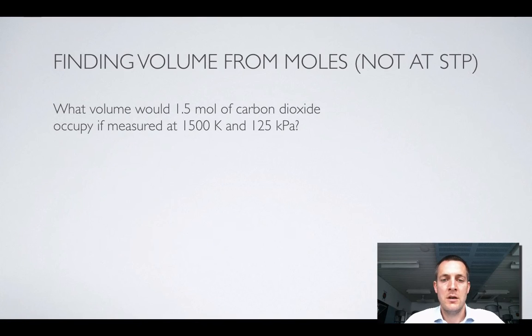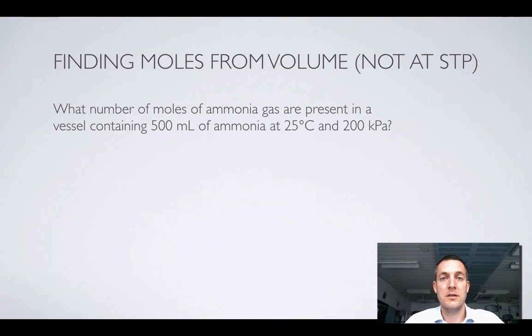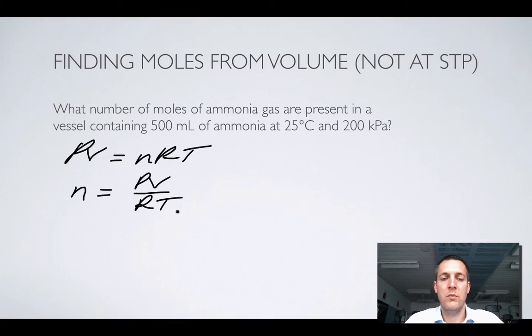Okay? So, here's another example of a question that is not at STP. It's the reverse of the last one, so this time we're finding a number of moles. Remember, if PV equals nRT, then that means that the number of moles must be PV on RT. Okay, and what values can we plug in this time? Well, we've got 500 millilitres, so that is half a litre, 0.5 of a litre. We've got a temperature in degrees centigrade this time, so we've got to watch out for that. And we've got a pressure of 200 kilopascals.